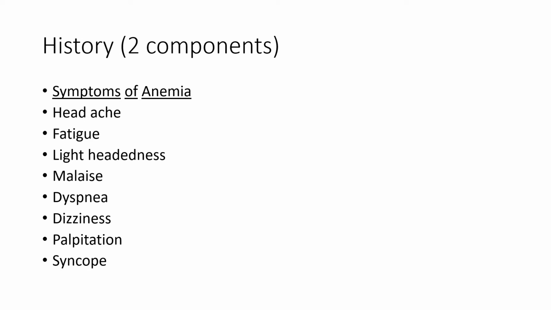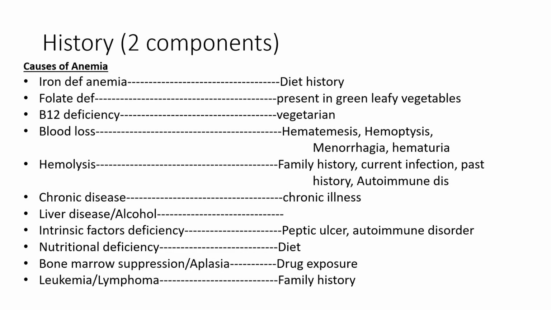When we collect the history from the patient, there are two important components in case of anemia. First, we will assess the patient for the symptoms of anemia. So we'll ask for headache, fatigue, lightheadedness, malaise, dyspnea, dizziness, palpitation and syncope. The second component of history is related to the causes of anemia.